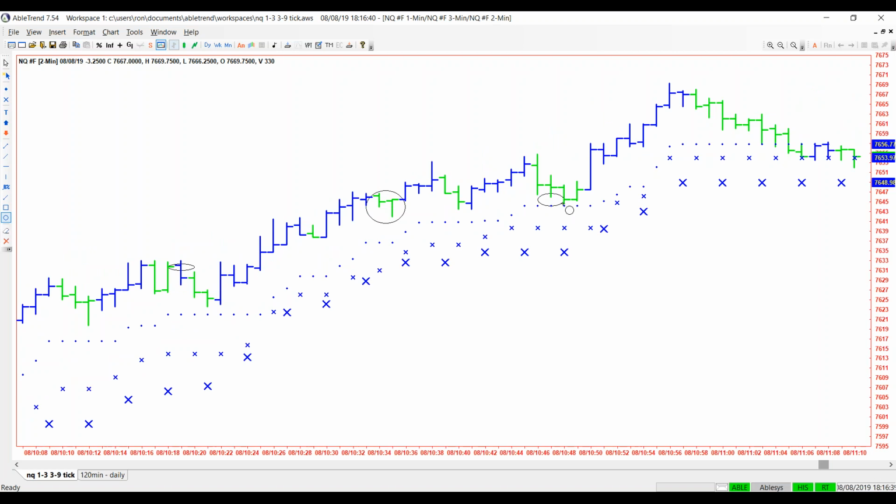Now, I'm not going to put my stop here on the bottom of the 2 green bars. Here, why not?